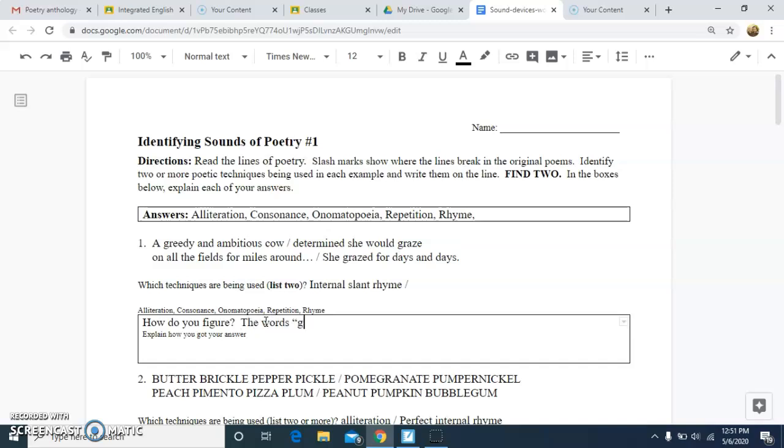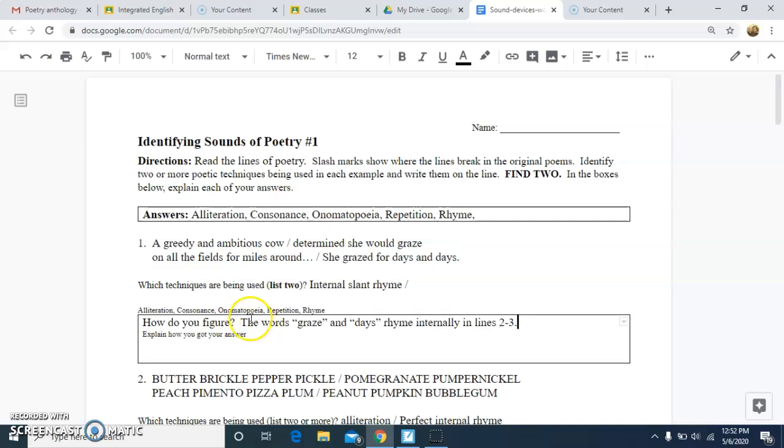The words graze and days rhyme internally in lines, in this case, 2 and 3. So we have what words rhyme and where. They rhyme internally in lines 2 and 3. So that's how we would shape that first answer.